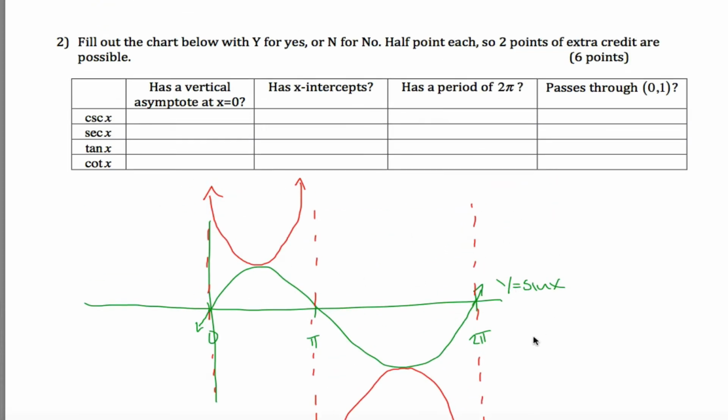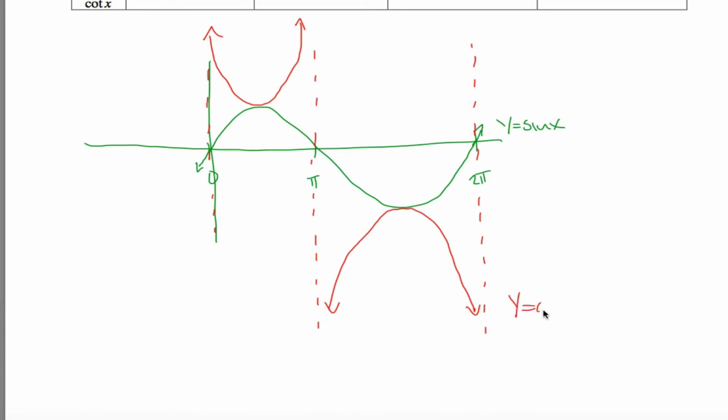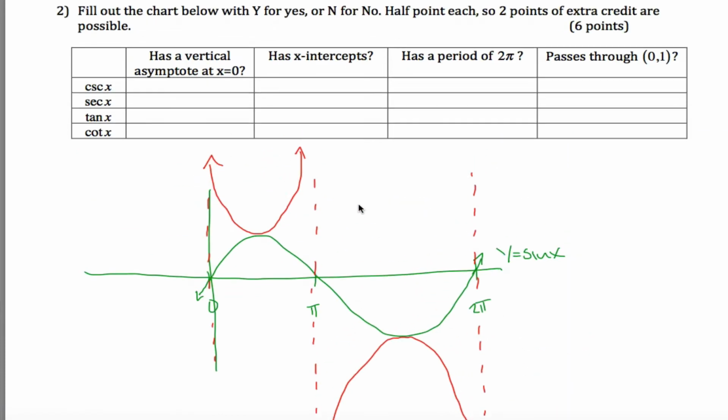So I guess this graph is y equals cosecant of x, and let's see if we can answer some questions about it. Has a vertical asymptote at x equals 0? Yep, sure does. Has x-intercepts? No, this thing in red never crossed my x-axis. Has a period of 2 pi? Yep, sure does. This thing will repeat when I get 2 pi. When I draw the next one, it'll look like this. Passes through the point 0, 1? No, it doesn't pass through 0 anything because it's got a vertical asymptote at 0. So that would be an n right there.